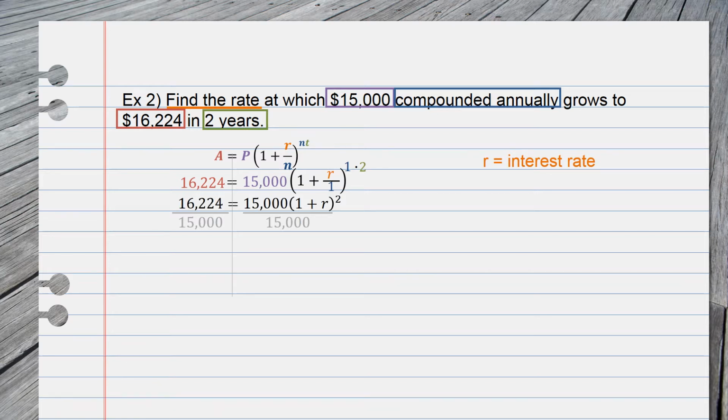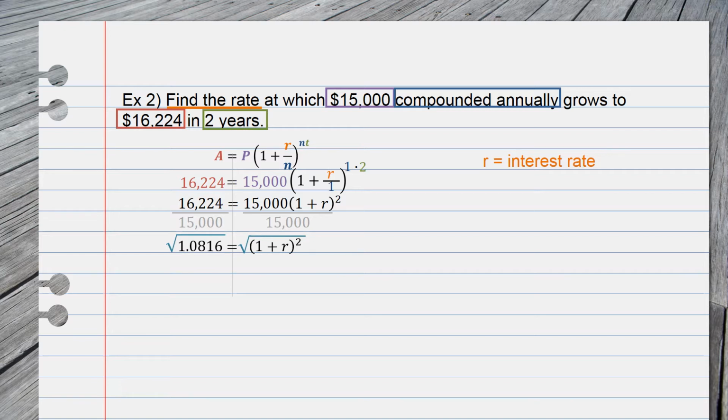When you divide the right side by 15,000, that will leave you with 1 plus R quantity squared. And on the left side, you will need to use a calculator to divide 16,224 by 15,000. When you do, you should find 1.0816. Now notice R is still trapped inside the parentheses, which means we need to undo squaring something. And to do that, we must use the square root.